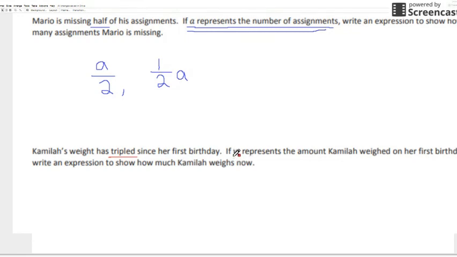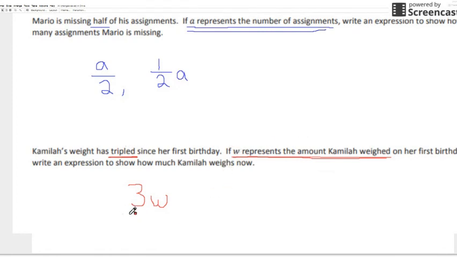The next part I think is important is what the variable represents. W represents the amount of Camila's weight. So this is a very important piece of information, because of the variable, and then what's going on with the variable is being tripled. So those are the key pieces right there. So very simple: 3 for the triple, 3 times what she weighed at her first birthday, which of course is being represented by W. All right, so there you go. That's the only thing that really works for this. Tripled means to multiply by 3, and then the W represents her weight.